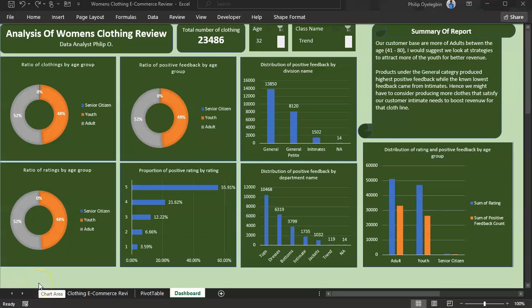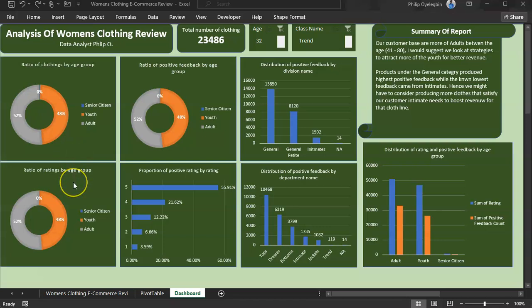Philip, your intuitive analyst. Today we are analyzing the women's clothing review, and the first chart on the dashboard is the ratio of clothing by age group. So here from that chart we can denote that the adults have purchased more of our clothing. So our clothing is geared more towards the adults compared to the youth.